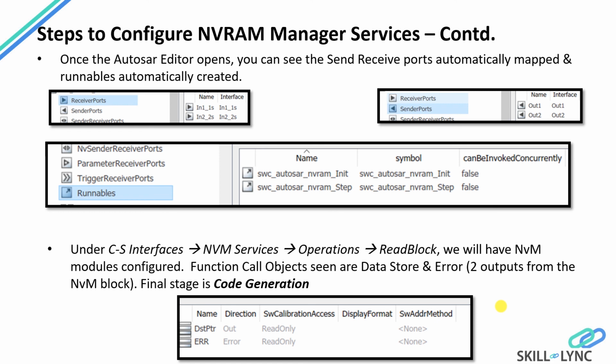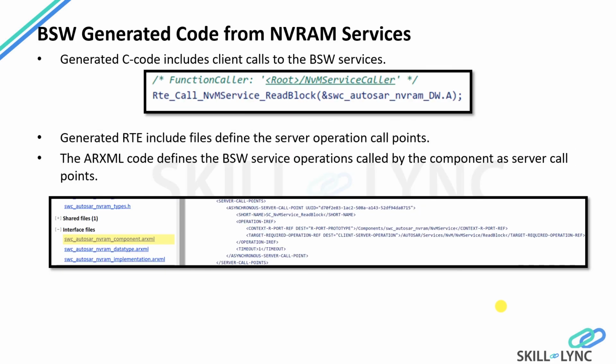ports and all are taken care of, how my runnables are defined, and how my data store elements with respect to my device are configured, with respect to my model. So all that information is there. And finally, with respect to this generated code, we saw how this function caller is defined. This generated code includes the function callers to the BSW services. So this function caller value, whatever we have over here, is what we saw some time back.